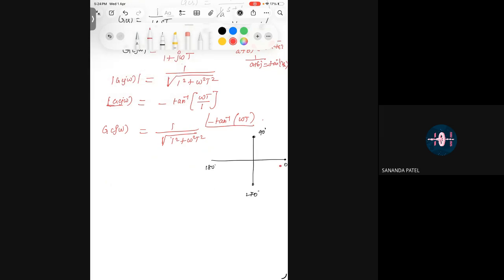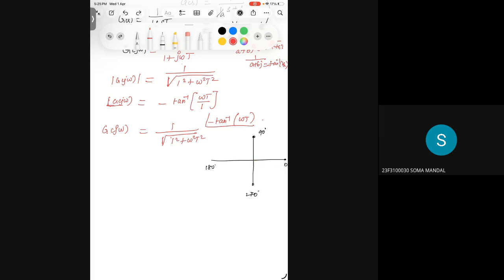It will end in the fourth quadrant. First order. Correct. So you will get something like this roughly, right? But properly, what will be its magnitude, that we are going to find. Roughly, it will start from 0 and end in the fourth quadrant. That we know. Okay, fine.